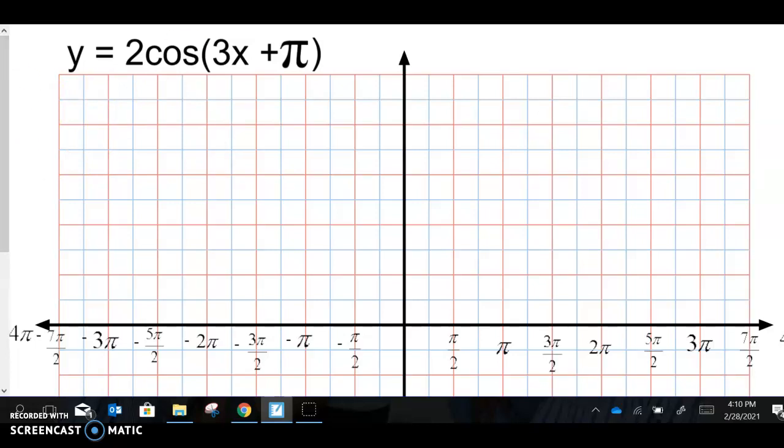So I'm going to show you a process and then let you practice. Okay, I'm going to show you a process with cosine and with sine, and then we're just going to have to practice these, and I'll show you the practice things that I have on Schoology for you. Okay?